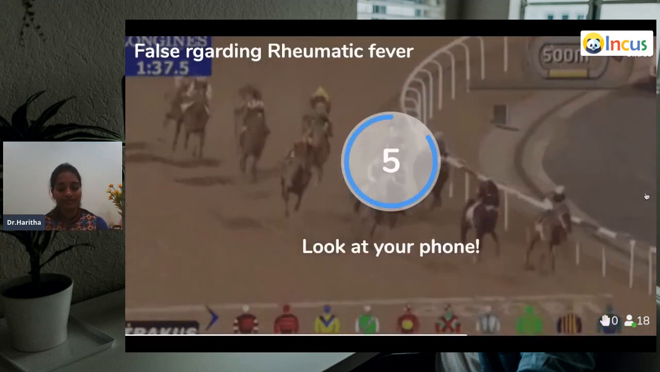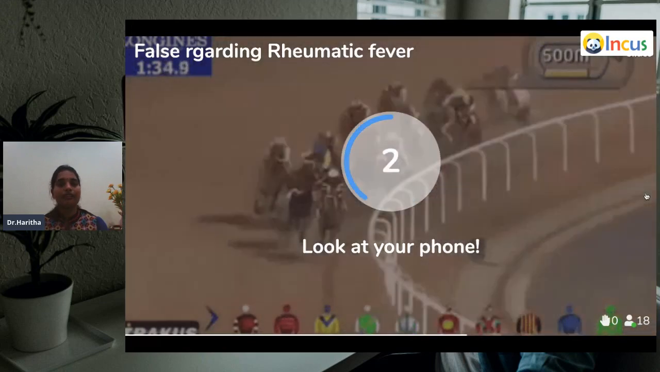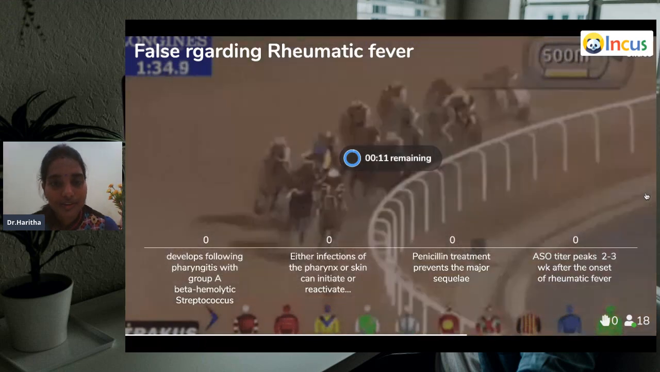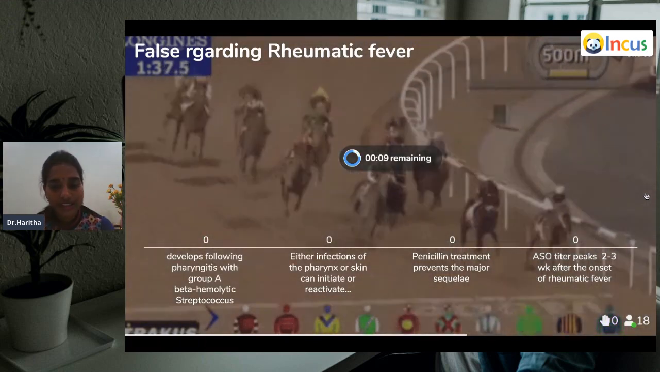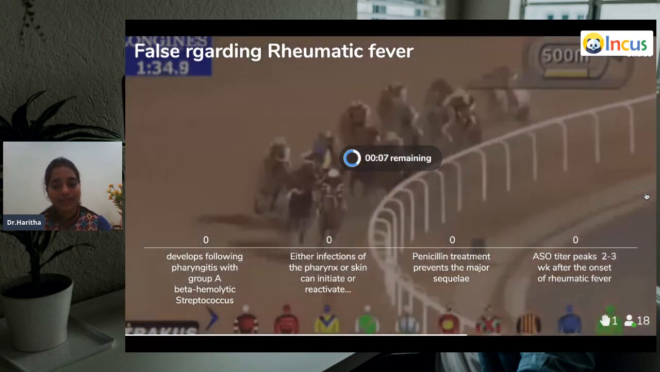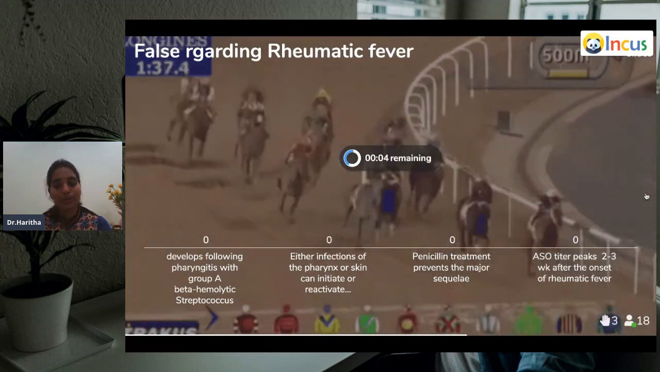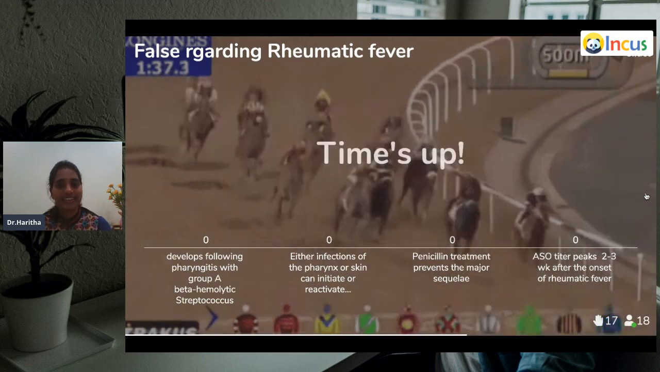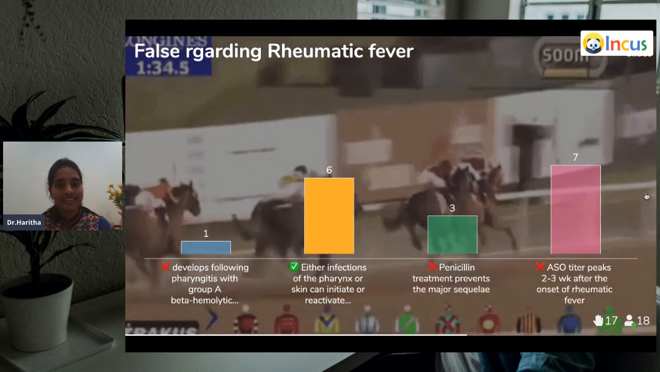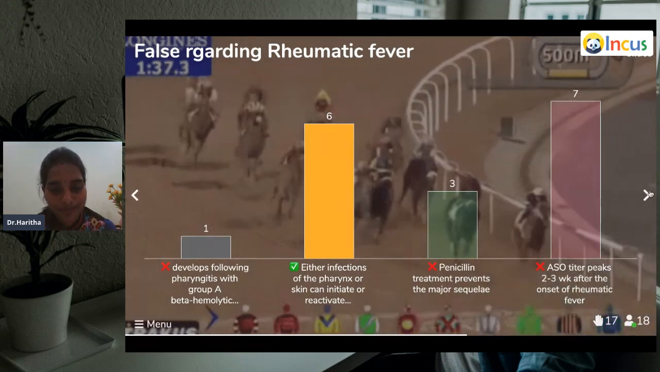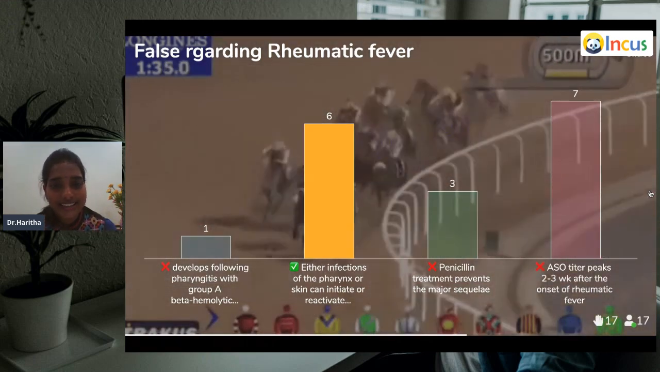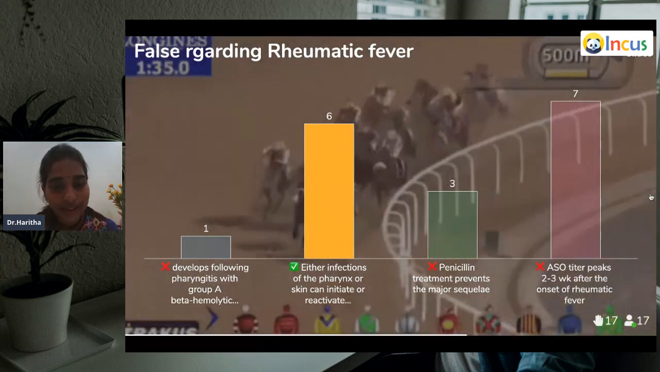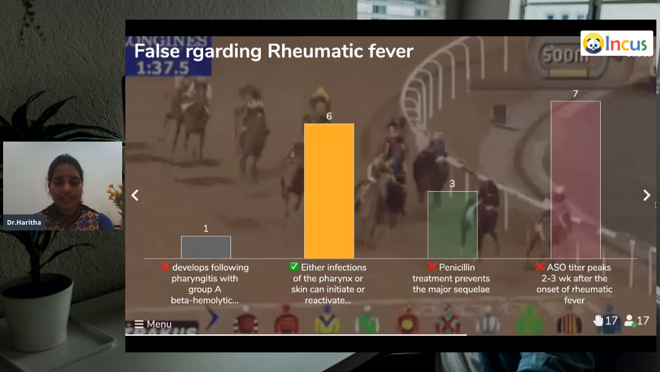Question 14. False regarding rheumatic fever. Remember, major criteria, minor criteria, it develops following pharyngitis with group A beta hemolytic streptococcus. Time's up. Yes, the correct answer for this question is B. So the rest are all correct.